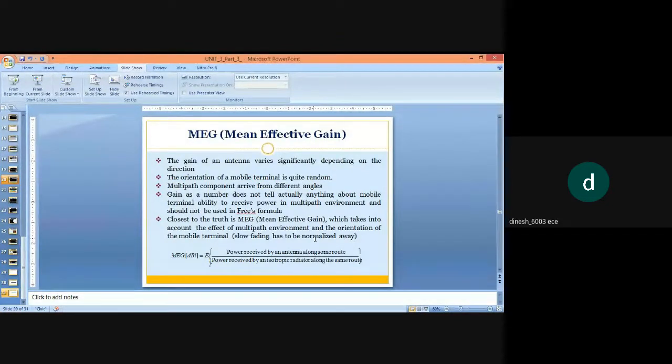Next is the mean effective gain. So the gain of an antenna varies significantly depending upon the direction. The orientation of the mobile terminal is quite random, whereas the multipath components that arrive from different angles are taken into consideration. So the gain of the antenna varies, and a single number does not give any information about the terminal availability. So the mean effective gain is taken into effect, which is the effect of multipath environment and the orientation of the mobile terminal. So it is given as the power received by an antenna divided by the power received by an isotropic radiator in the same direction.